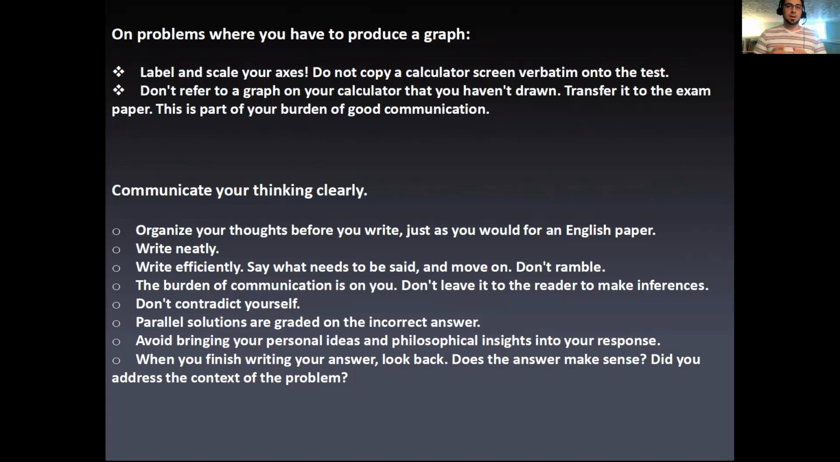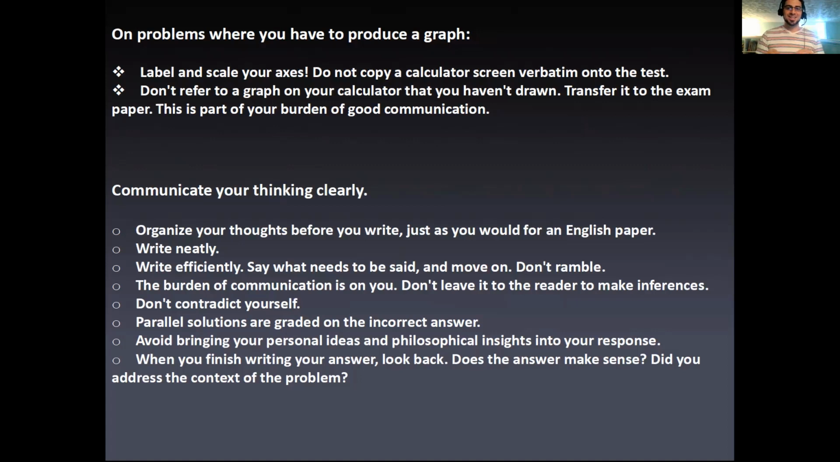incorrect there. Now, avoid bringing your personal ideas and philosophical insights into your responses. Sometimes the context of the situation touches on a hot topic, or a topic that's in the news, or you feel strong, you have strong personal views about.